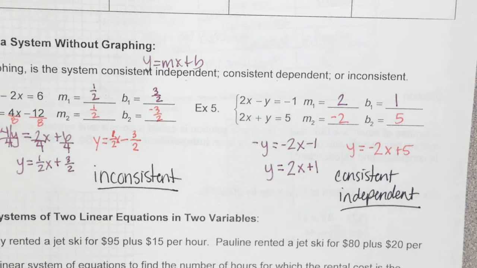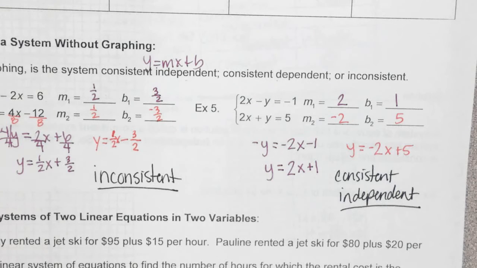The second one, move the 2x to the other side so it's negative, and then I just have a positive y, so I'm good, right? Slopes are different, so it's consistent independent. Doesn't matter what the y-intercept is. If the slopes are different, it's consistent independent. We all good with that? Because you're going to have to repeat this process on your homework. Clear? Moving on? All right.